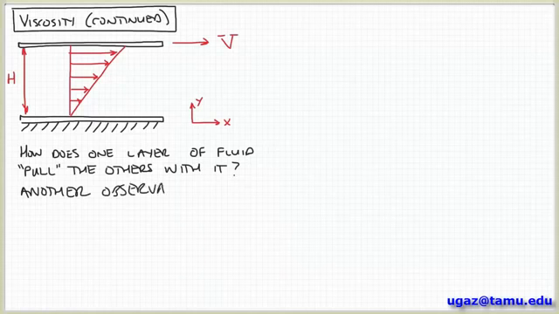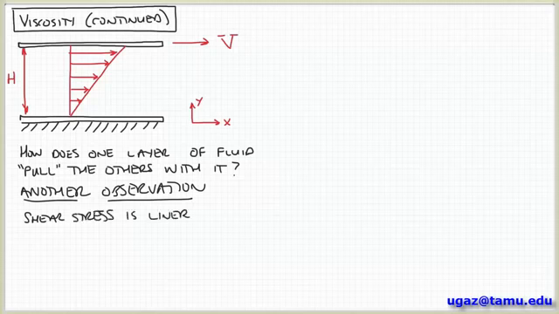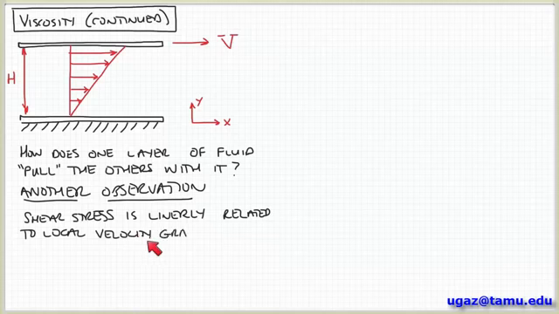Okay, so let's make another observation here. And this observation is an important one. This observation states that the shear stress in the fluid is linearly related to velocity gradients. And a velocity gradient, remember what a gradient is, it's a slope. So the velocity gradient is the slope of this velocity profile.